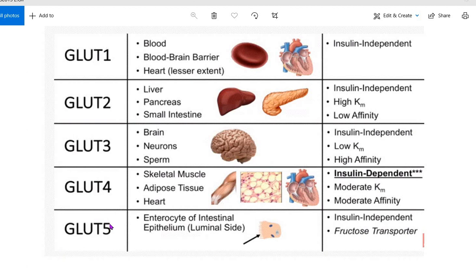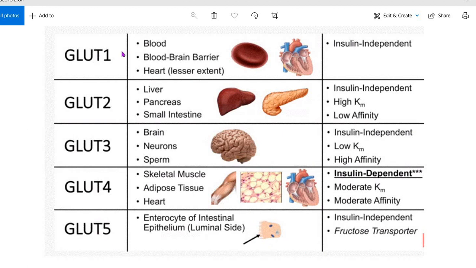Now the next you have is GLUT5. Now GLUT5 is actually found in the enterocyte cells of the intestine. They are also found on the epithelial lining on the luminal side. The luminal side is the side of the lumen. As you can see from here, this is actually the luminal side, because you can see this projection on the surface of the membrane. They are known as microvilli. So you can see microvilli here, and on this microvilli, this will be the luminal part of this membrane.